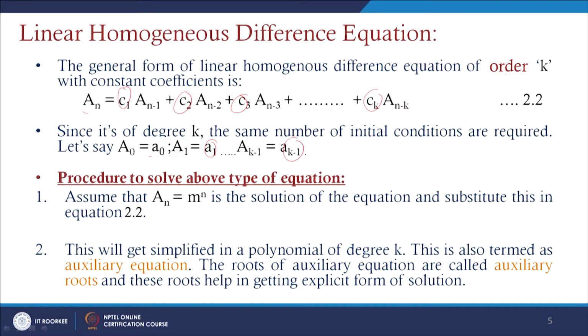So, if you go for the solution of this homogeneous differential equation, first we substitute a_n equals m to the power n here. If you substitute this in equation 1, it simplifies to a polynomial of degree k. This is also termed the auxiliary equation.